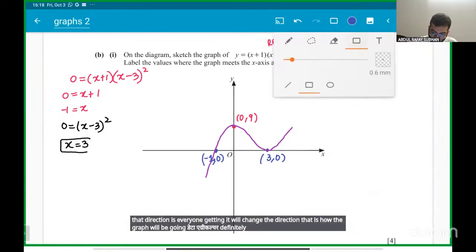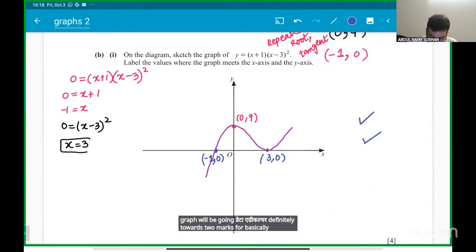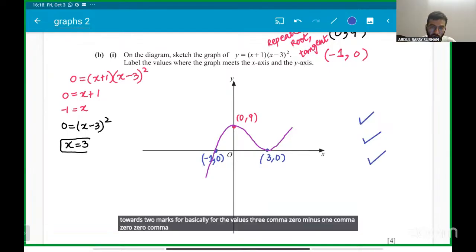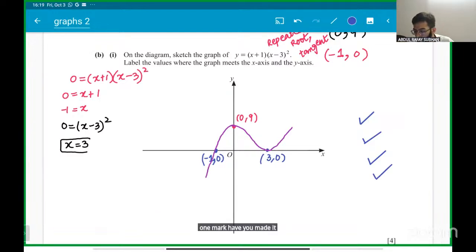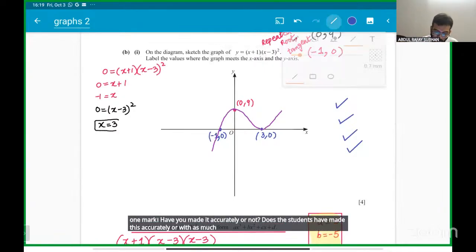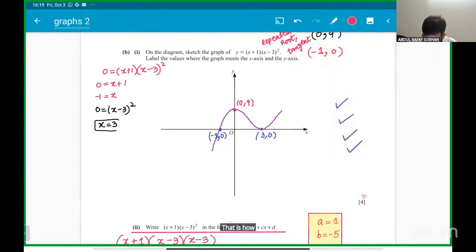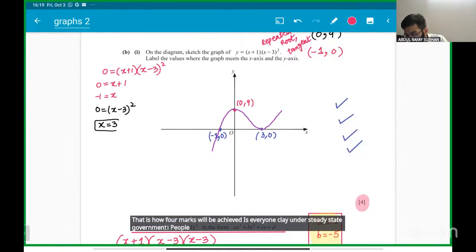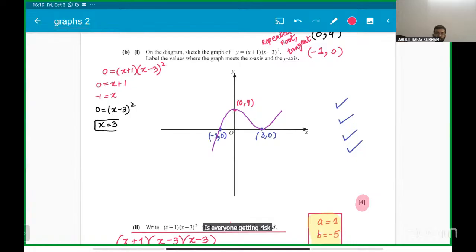Definitely 2 marks for the values 3 comma 0, minus 1 comma 0, 0 comma 9. 1 mark for the purple color sketching, and 1 mark for whether you have made it accurately or not. Have the students made this accurately, or with as much accuracy as possible? That's how 4 marks will be achieved. Is everyone clear? Understood? Any questions? Is everyone following?